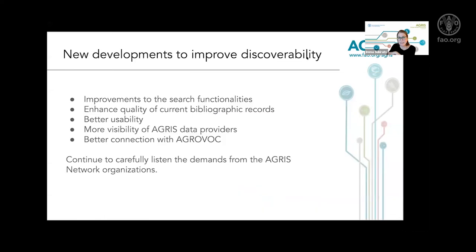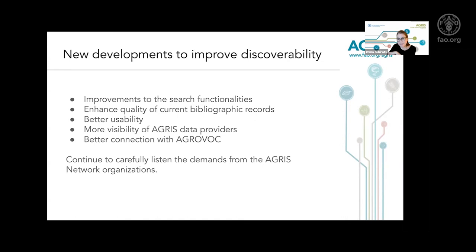Next. What are we planning to do in terms of improvements? Well, we would like to improve search functionalities. Of course, this is always something that all search engines would like to do. What can we do best to make the life of our users easier? We would also like to get more quality in the bibliographic records, because sometimes it's not that we are incapable and we cannot set up better functionalities.